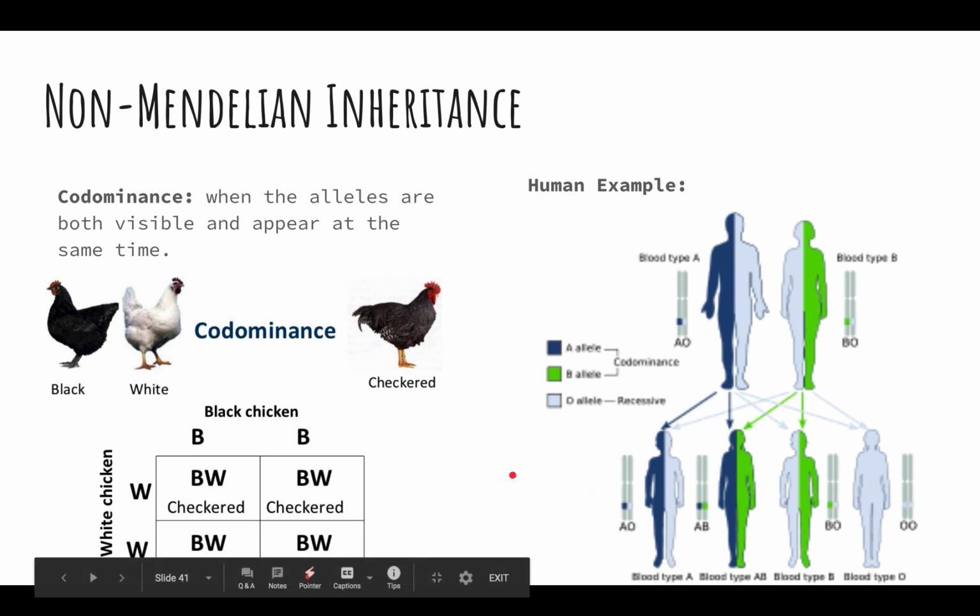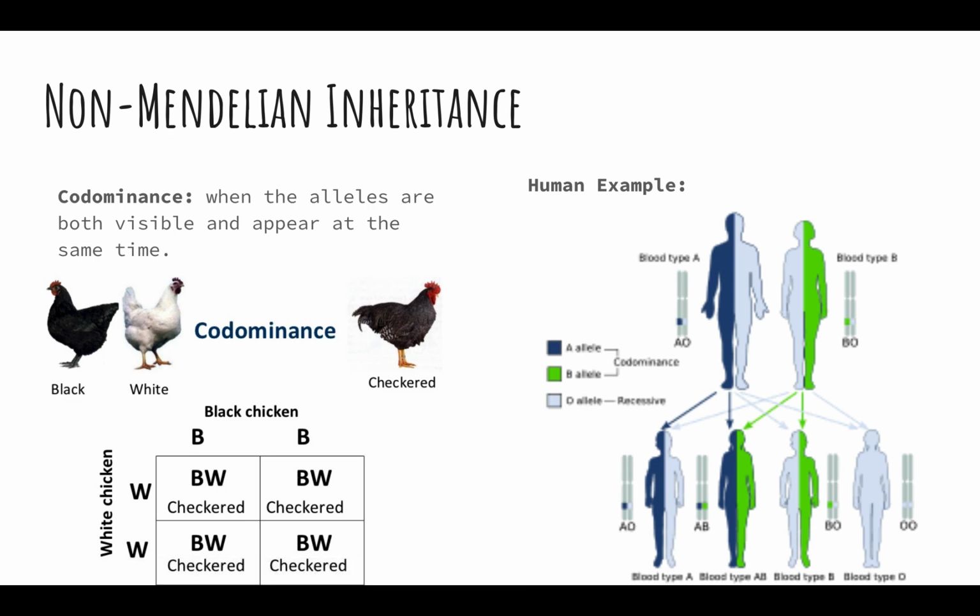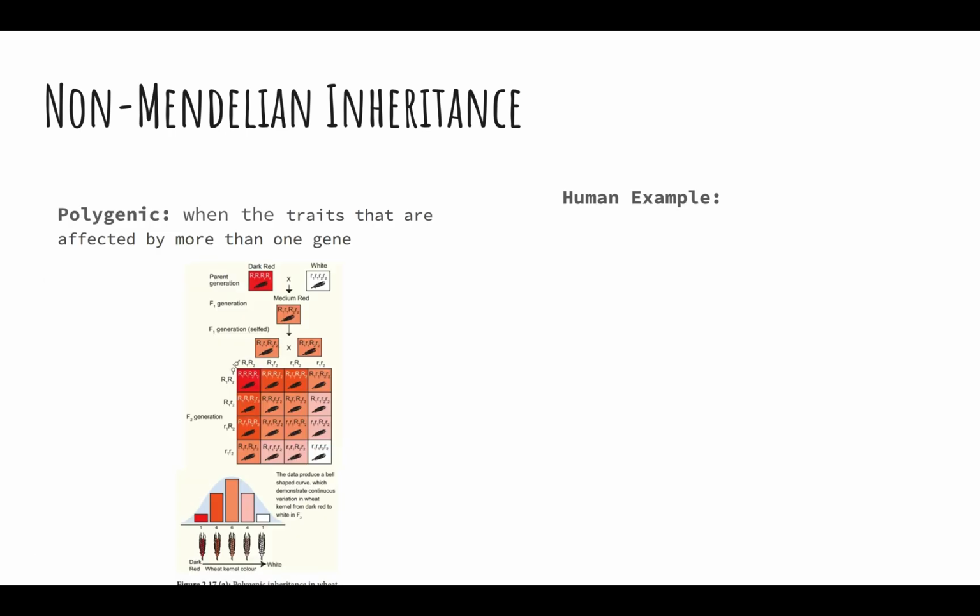So blood type is a great example for codominance in humans. Next, there can be something called polygenic traits, and that is when traits are affected by more than one gene. The non-human example here is in seeds of wheat plants, the husk of wheat plants.